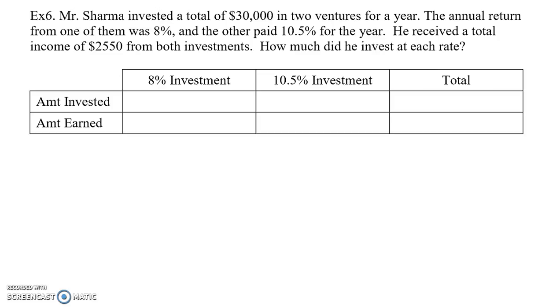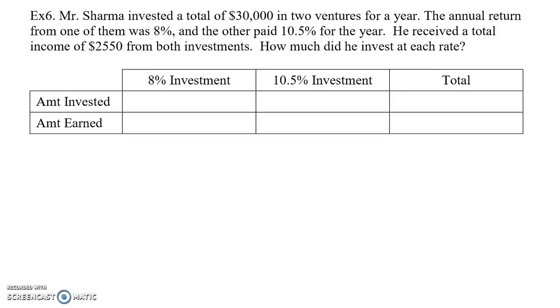So here's example 6. Mr. Sharma invested a total of $30,000 in two ventures for a year. The annual return from one of them was 8%. That's basically like earning interest. The other paid 10.5% for the year. He received a total income, that's like from the interest, of $2,550 from both investments. How much did he invest at each rate? That is, how much did he invest at 8%? How much did he invest at 10.5%?